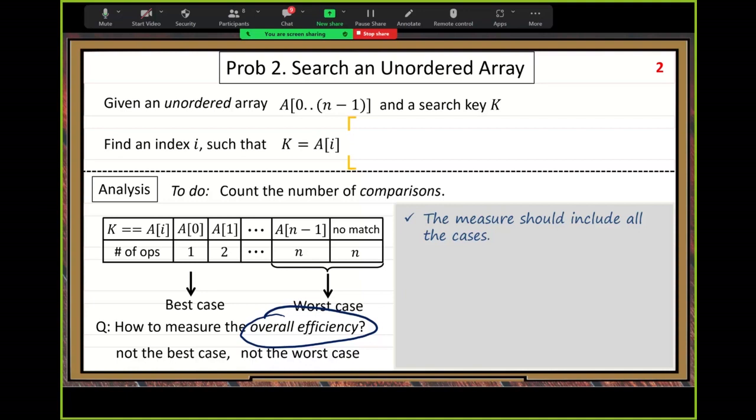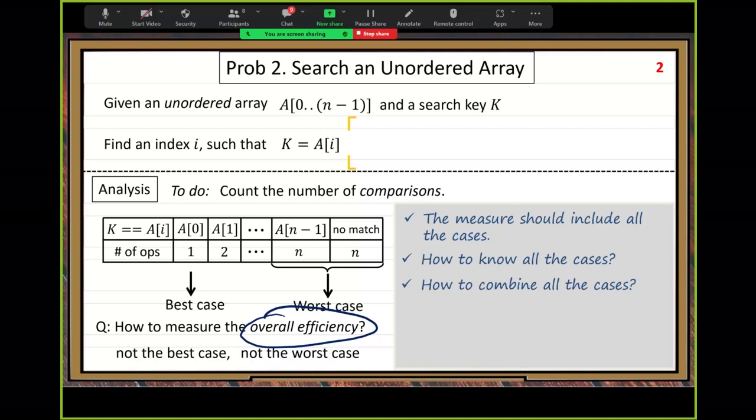So that's the first point. Second, how to know all the cases? Here, in the given chart, we cover all the cases, right? So how to know all the cases? Here, we exhaust all the possible cases. So we address this point.